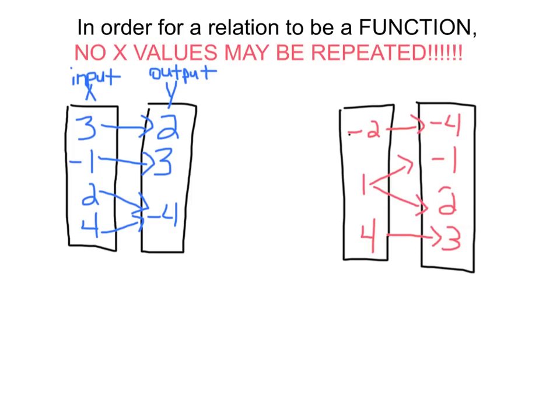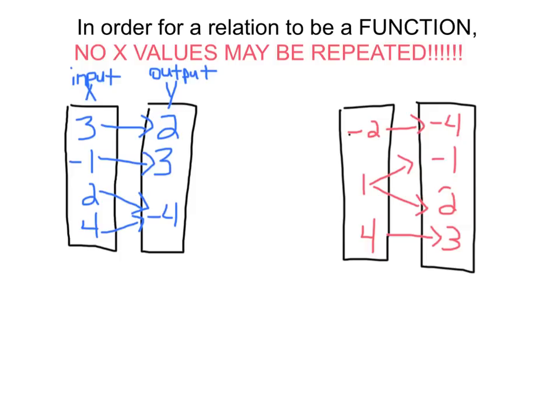Okay, in order for a relation to be a function, no x values can be repeated. So any set of ordered pairs can be a relation, but if we want to get more specific in that relation and call it a function, we have to look at the x values and make sure that the x value is not used more than once.